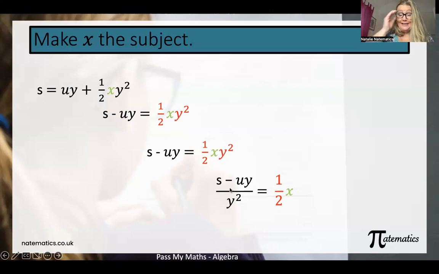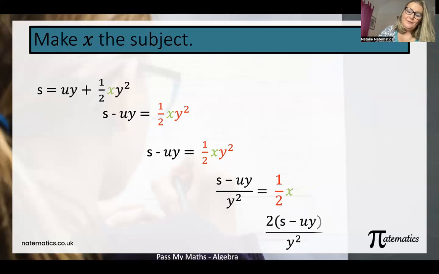I've deliberately decided to do the half separate. Okay, there's a reason for it. So what's in the way now? There's only one thing left, isn't there? The half. So we're going to divide both sides by a half, which is the same thing as multiplying by 2. So again, thinking about fractions, how do I multiply a fraction by 2? I just multiply the numerator. Okay.